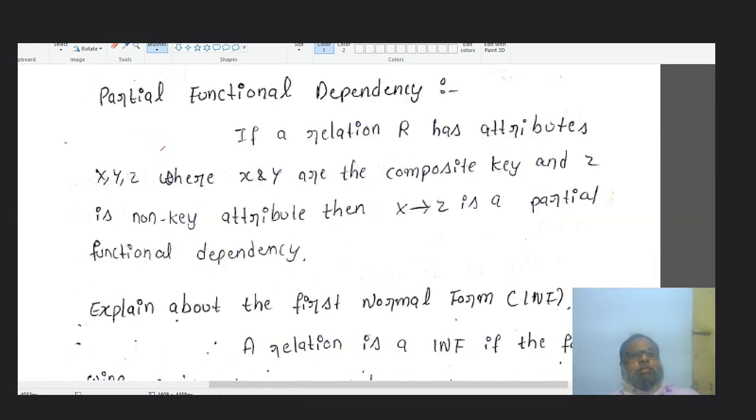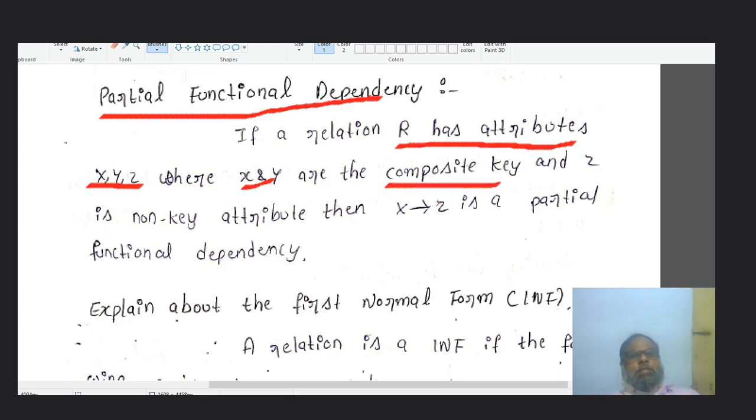Next one, partial functional dependency. In partial functional dependency, R has attributes X, Y, Z, but here X and Y are composite keys, and Z is a non-key attribute. So here X arrow Z. Z is depending on only part of a composite key, so it is called a partial dependency.